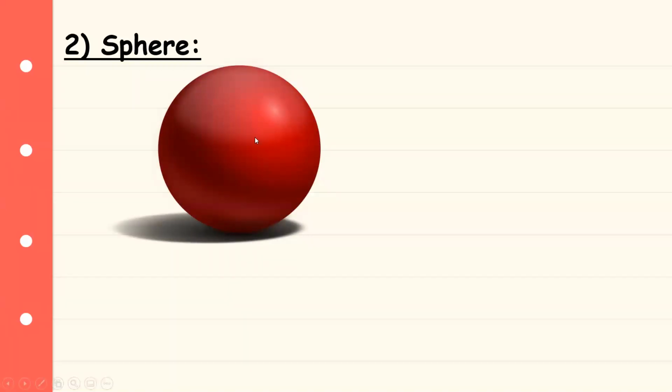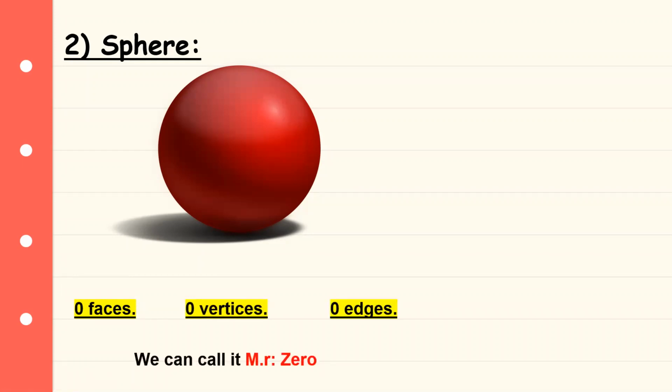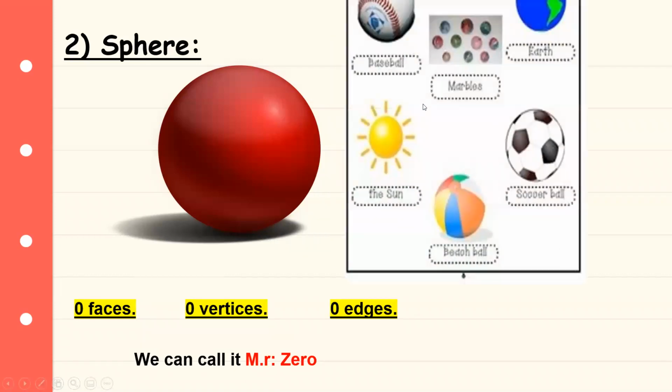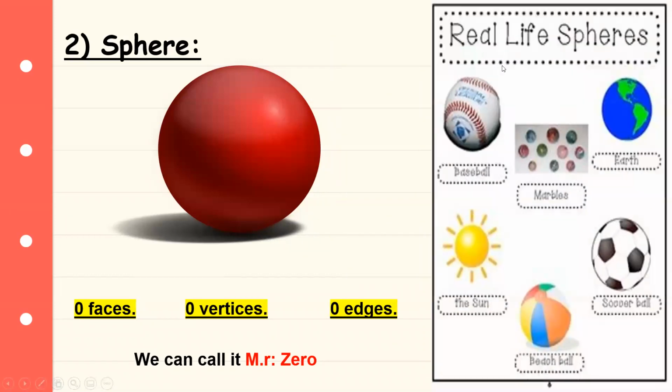Again, we call it sphere. And we also say it's Mr. Zero, because it has 0 faces, 0 vertices, and 0 edges. And we can find spheres in our real life. It looks like the sun, the basketball, or the ball.